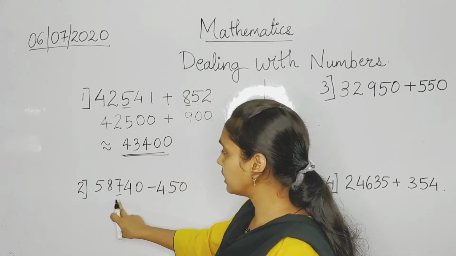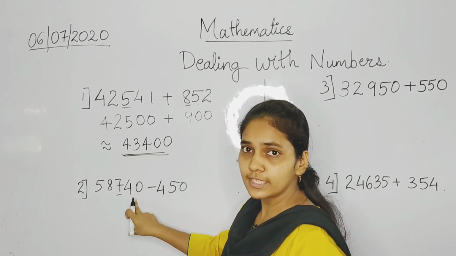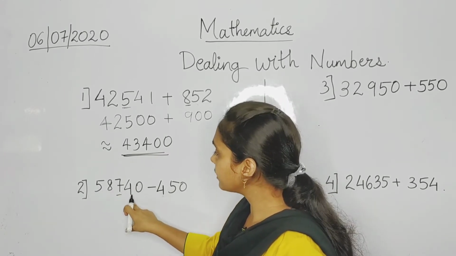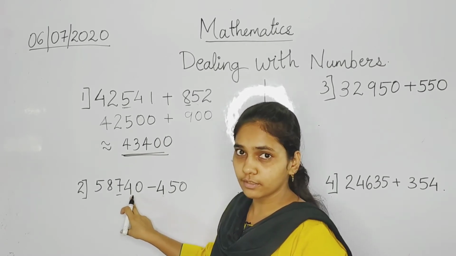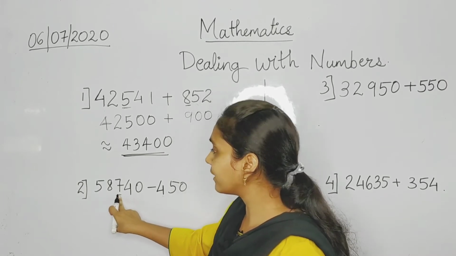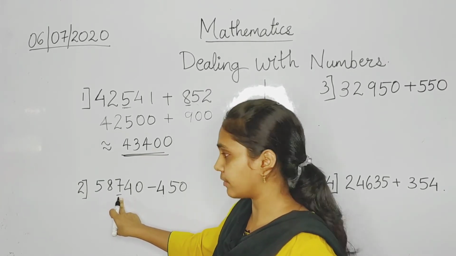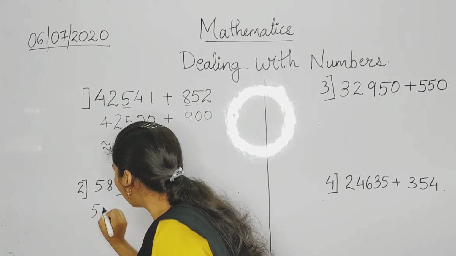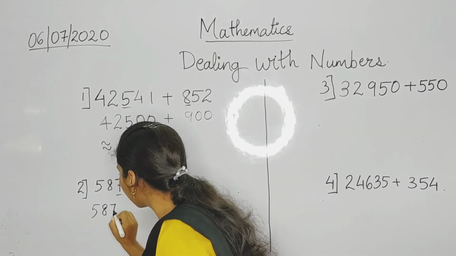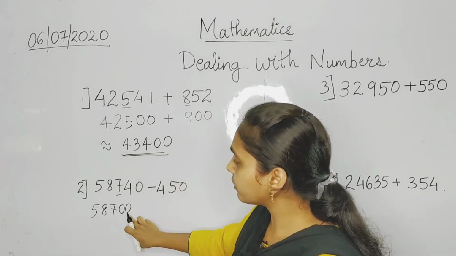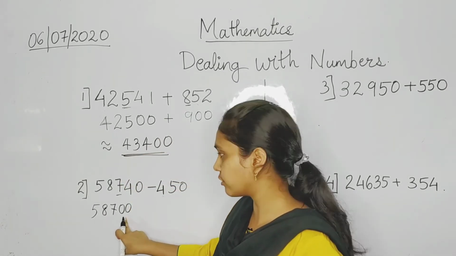So in this we see the number which is next to 7, meaning after 7. After 7 is 4, and 4 is not greater than 5. So we do not add 1 to the number 7. It stays as it is. So the rounded number will be 58700. After rounding this number we get 58700.